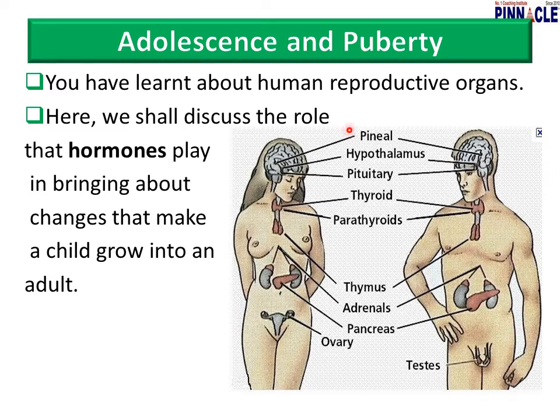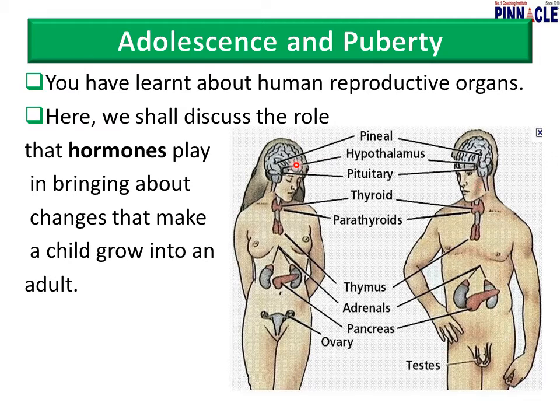See another diagram to understand more. Adolescence and puberty, what is it? You have learned about the human reproductive organs in an earlier chapter also. Here in this chapter we will discuss the role hormones play in bringing about changes that make a child grow into an adult. See this diagram carefully, so that in the coming slides and pages we will be able to understand the various roles, and we develop a picture in mind.